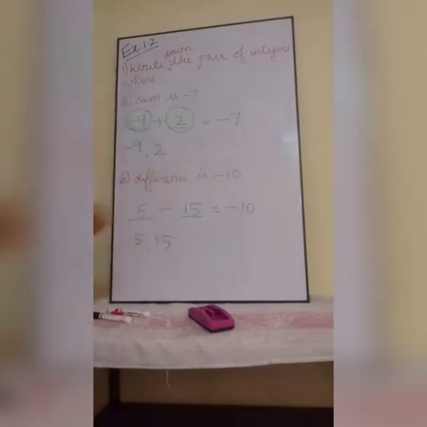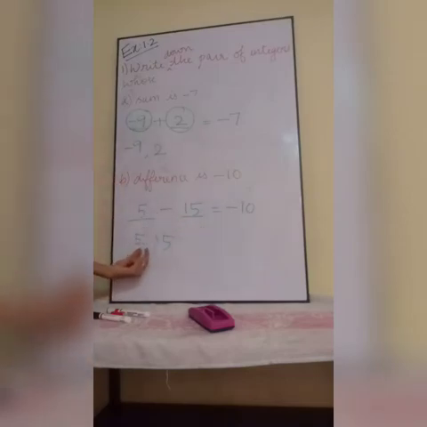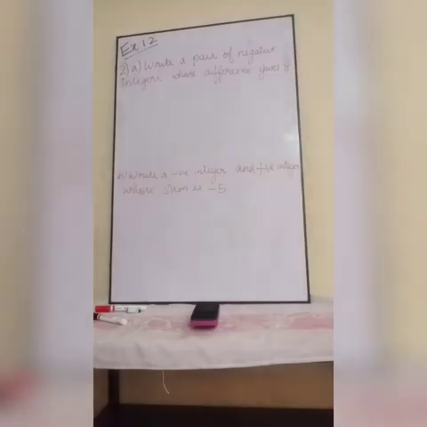So 5 minus 15. Which is the greater number here? 15. So what is the sign of 15? Minus. So minus 10. Is it correct? 5 comma 15 is a pair of integers. Okay. Next, the C question is your homework. Next is your second question.